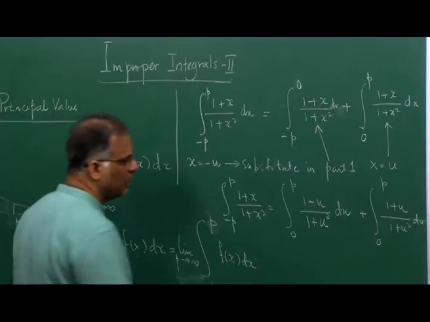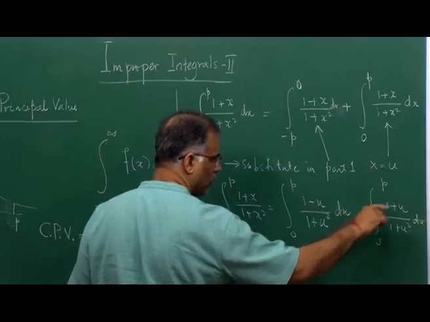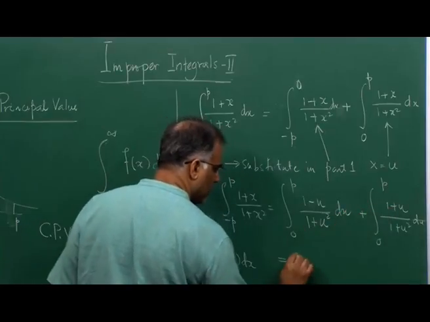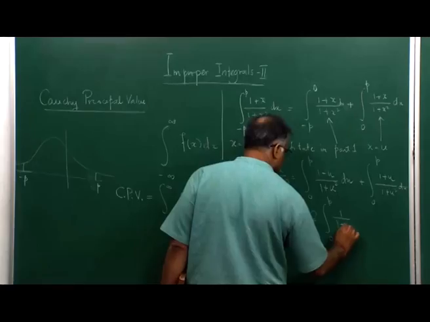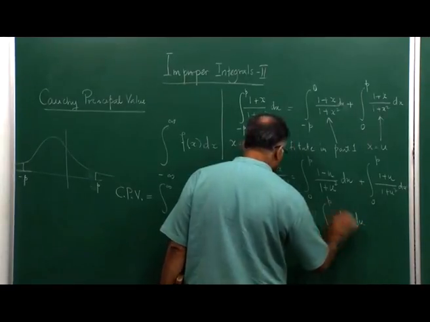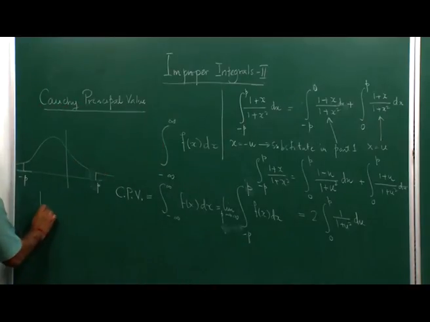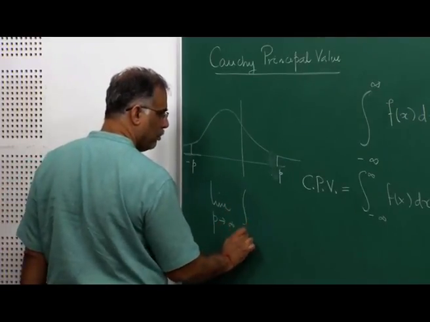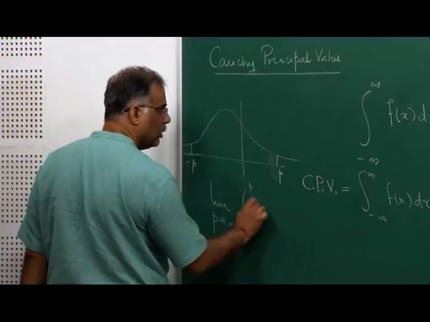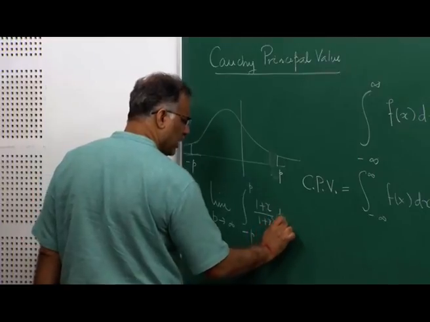Now if you add them up, what will you get? You will get 1 plus 1, and the 2u will cancel. So, you will get 2 times the integral from 0 to p. This integral has now come down to this nice little form. Now, if I take the limit as p tends to infinity of the integral from minus p to p of x over 1 plus x square dx.